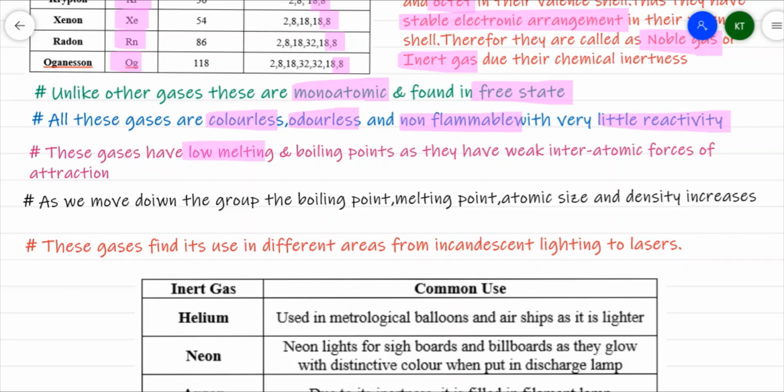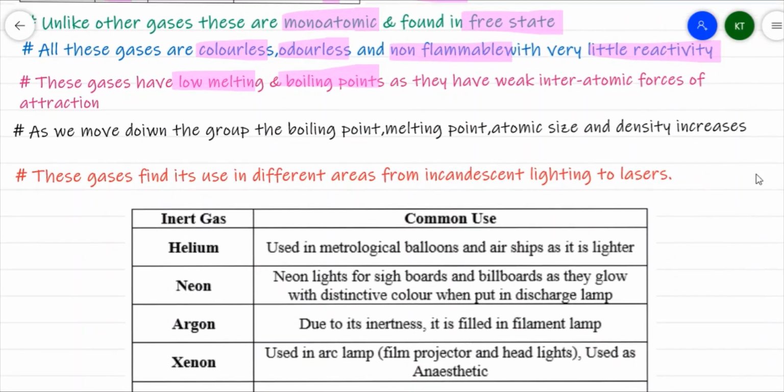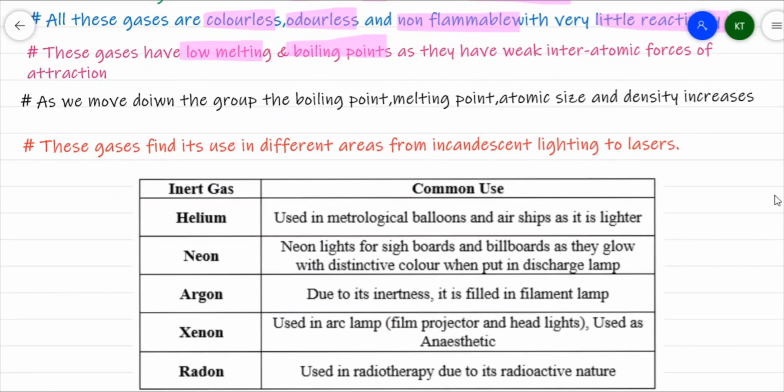They have low melting point and low boiling point. Now why is this so? They have low melting and boiling points because these gases do not have a great tendency for interatomic forces of attraction. Those attractive forces are very weak. As a result, the melting and boiling points are very low, because these molecules do not tend to attract each other firmly due to weak interatomic forces.